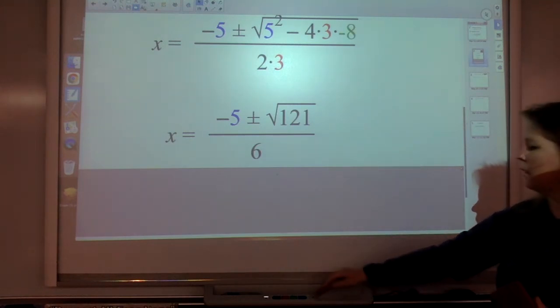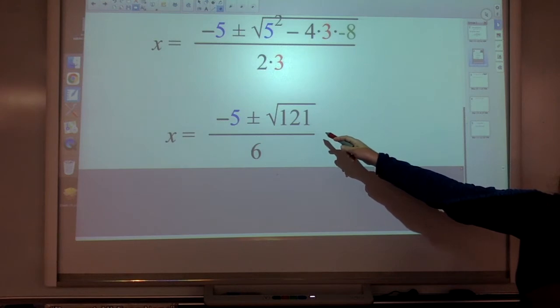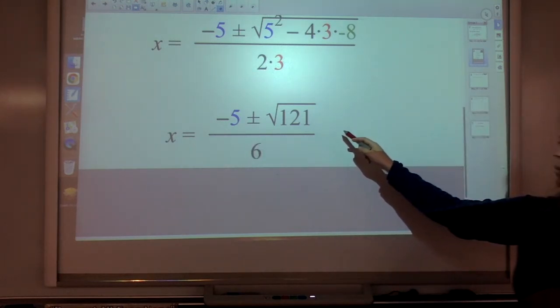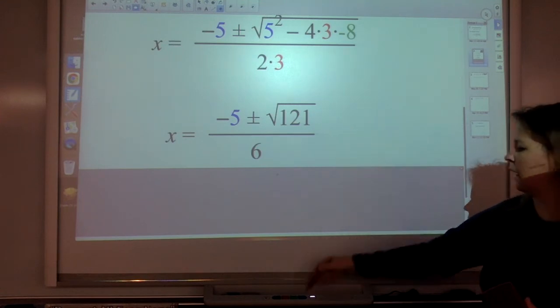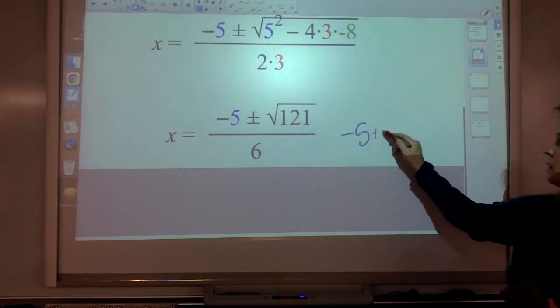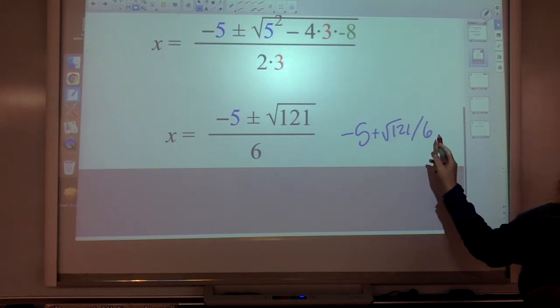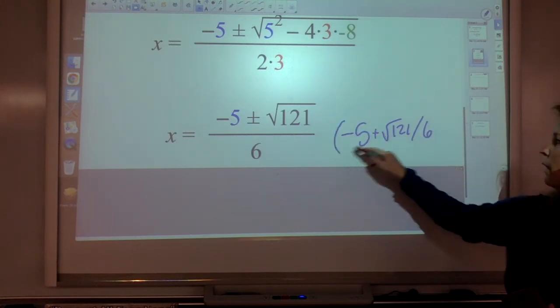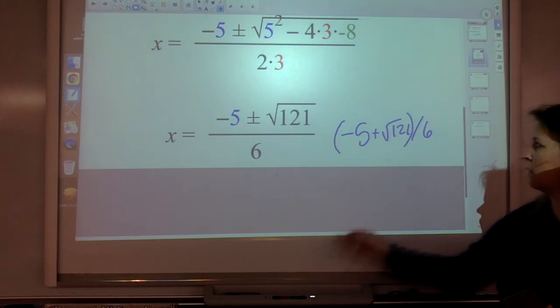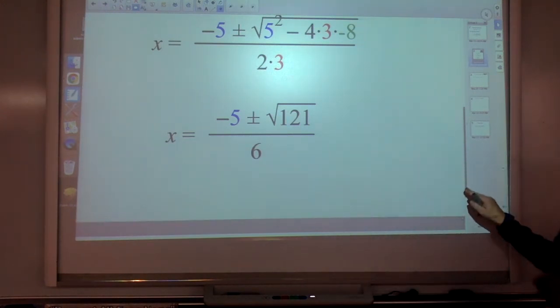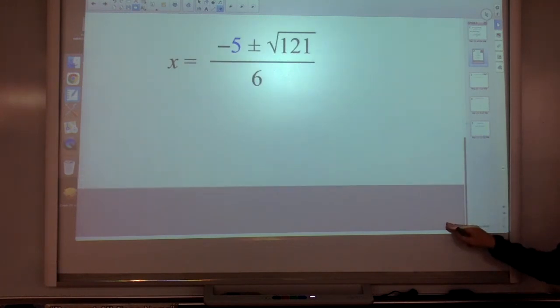And a friendly reminder that when doing fractions, this division is the same thing as a grouping symbol. If you typed in negative 5 plus the square root of 121 divided by 6, it's going to take the square root of 121 divided by 6. We don't want that. We want negative 5 plus the square root of 121, all divided by 6. So let's clean it up a little and do the 2 different answers.